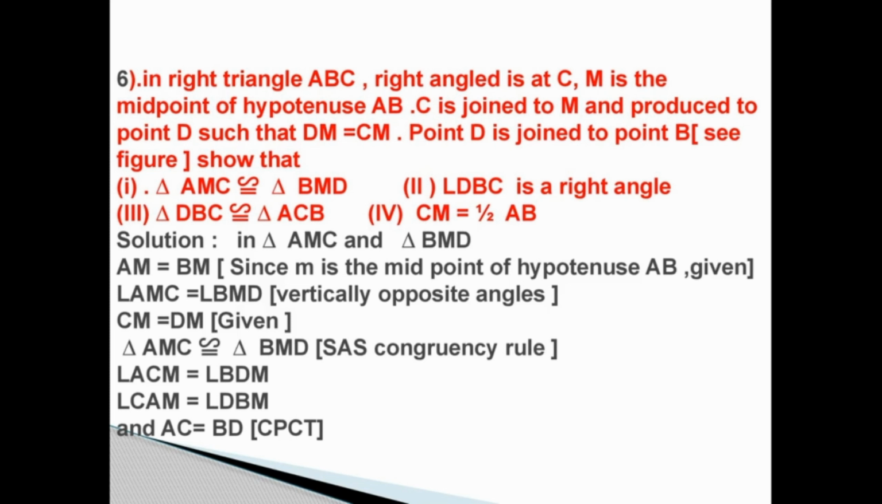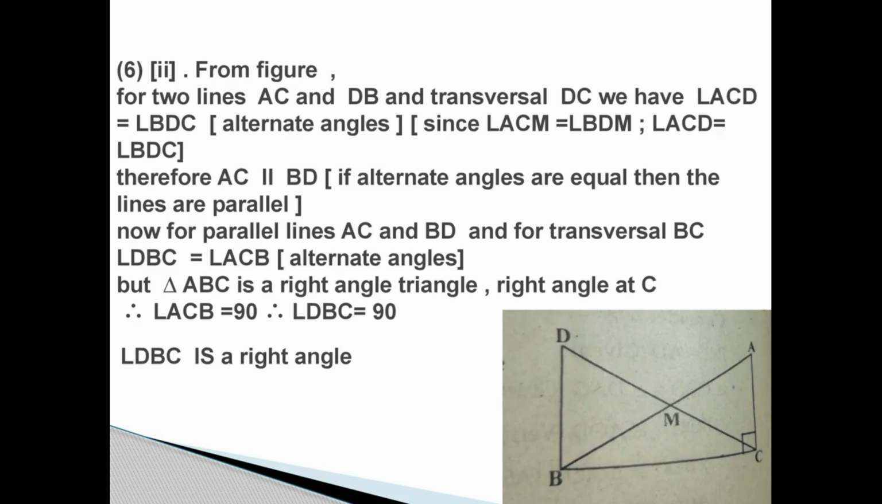For two lines AC and DB and transversal DC, we have angle ACD is equal to angle BDC since they are alternate angles. Angle ACM is equal to angle BDM. Also, angle ACD is equal to angle BDC. Therefore, AC is parallel to BD. If alternate angles are equal, then the lines are parallel.